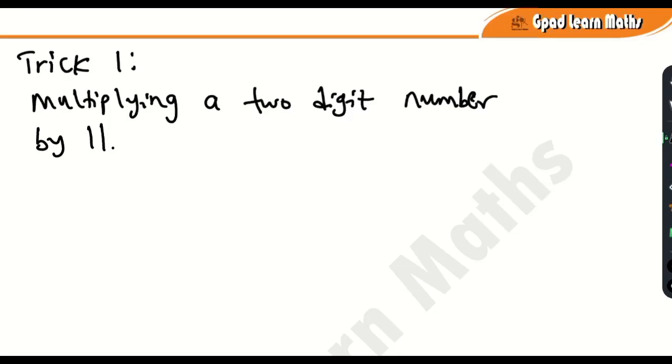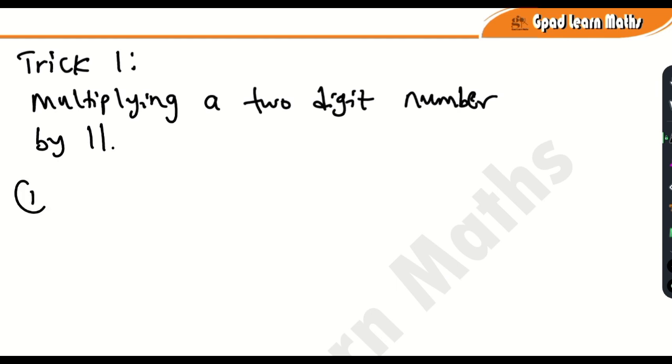In this video, I'm going to be sharing 3 tricks on how to multiply 2-digit numbers very quickly. And I will even be sharing how to multiply a 3-digit number by a 2-digit number quickly as well. Now let's start with the first trick, multiplying a 2-digit number by 11. This is very easy to do. Anytime you have to multiply a 2-digit number by 11, here is how you're going to do it.